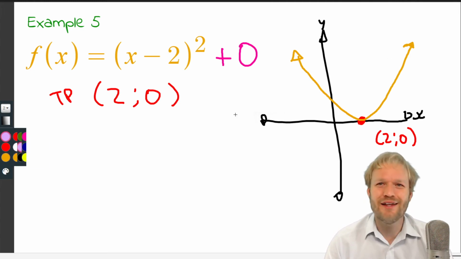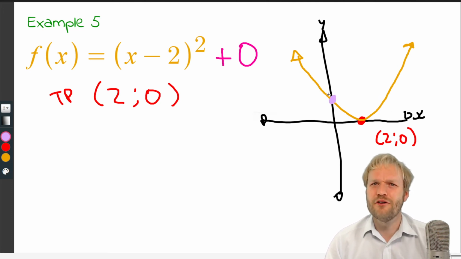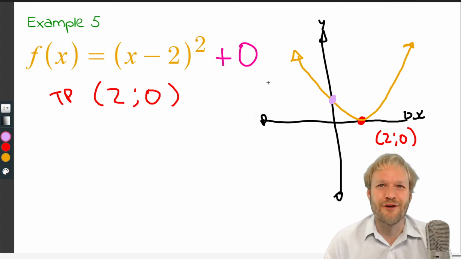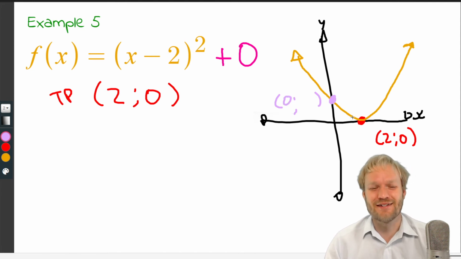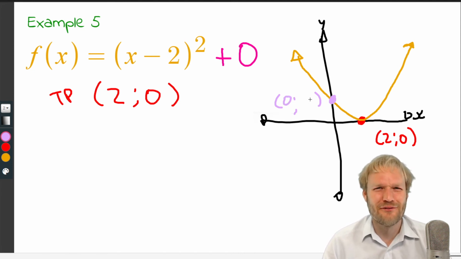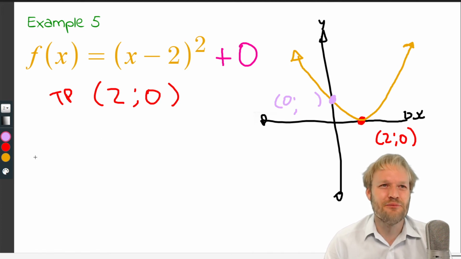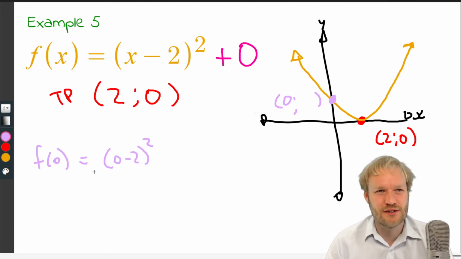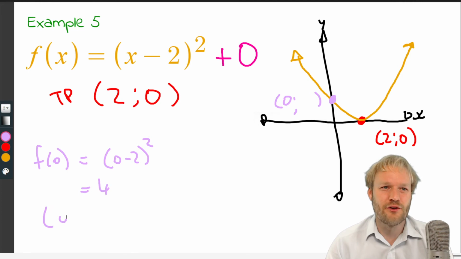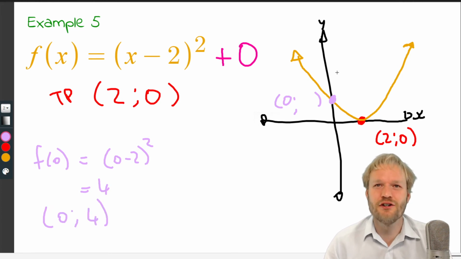And what's quite handy about that is that we know there's a y-intercept over here, and we're not going to bother trying to find other x-intercepts because we already know that it looks like this. So we don't have to go 0 equals, I mean, we could. So here we know x is 0. So f of 0 equals 0 minus 2 squared plus 0, which is 2 squared, 4. So in other words, 0, 4 is a point in our function. 0, 4, there it is. Cool. That one was a little bit more straightforward, actually.